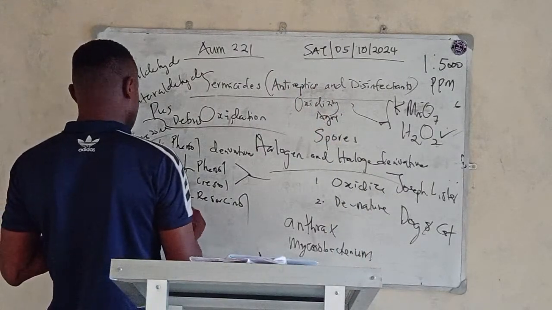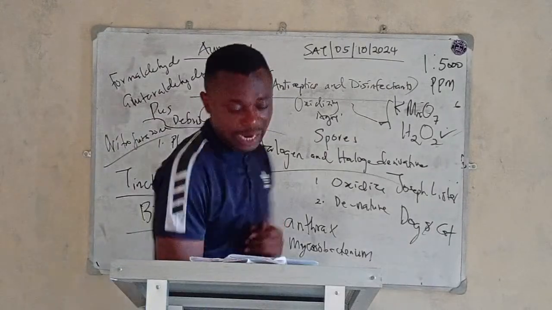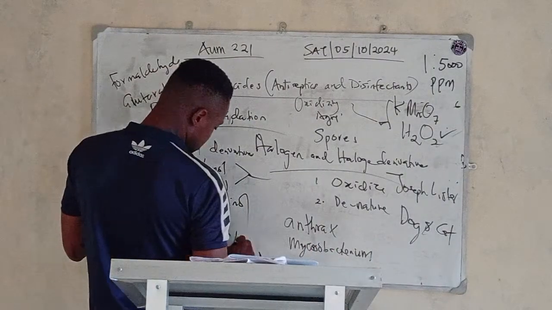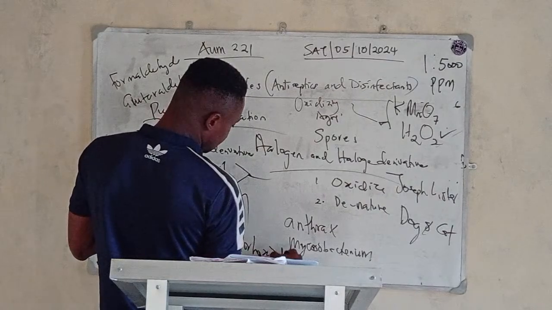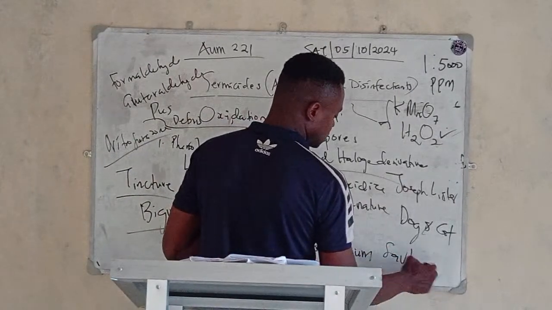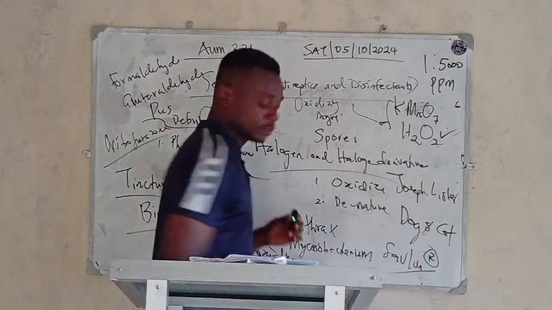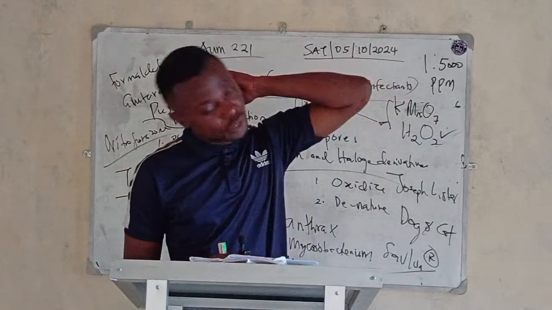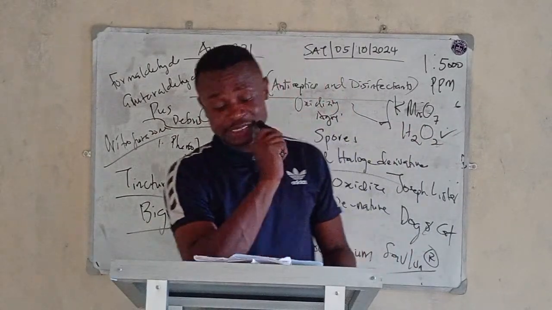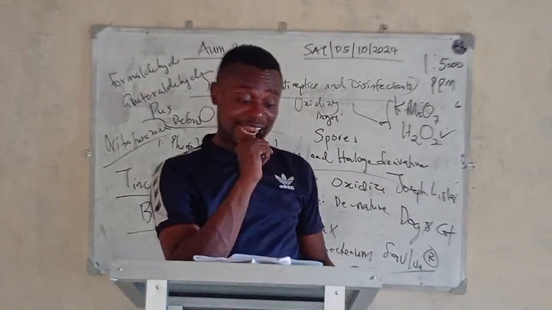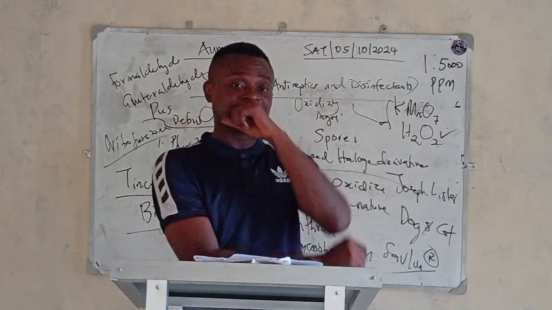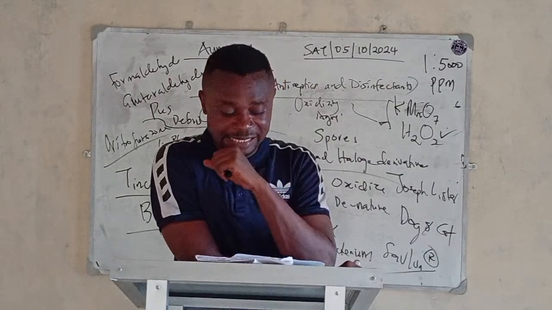Let's look at biguanides. I mentioned an example of biguanides, chlorhexidine. It is used in the formulation of this popular brand, Savlon. Chlorhexidine is non-irritating and is a very powerful antiseptic. It is a synthetic cation. It is cationic in nature and synthetic. Very good as antiseptic, very powerful antiseptic.